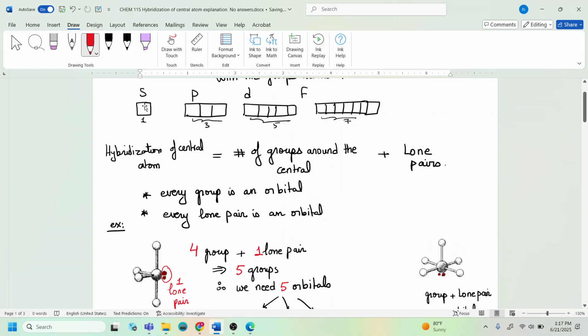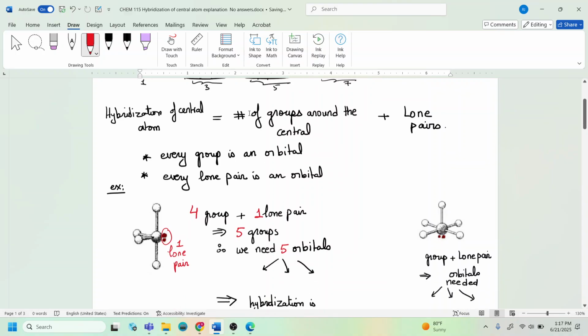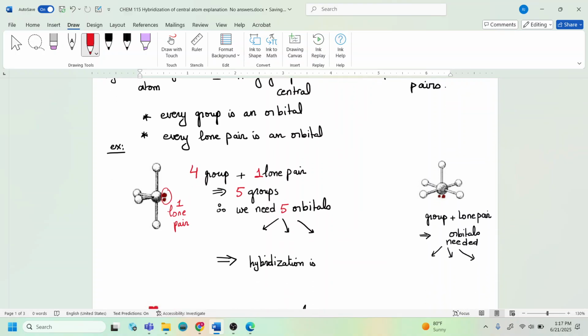I know that the S is 1 orbital. The P is 3 orbitals. So this is a total of 4 orbitals. Then I would need just 1 orbital from the D. So I need the S, I need the 3P, and I need the D. My hybridization is going to be an S and the 3P's, all the 3P orbitals, and just 1 D orbital. So this is my hybridization. This is how many orbitals I need so that this central atom will connect with those 5 groups around it.